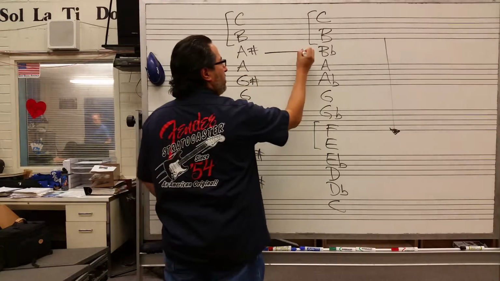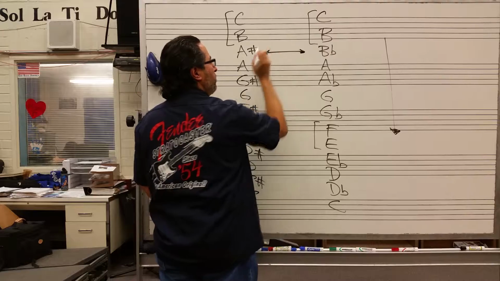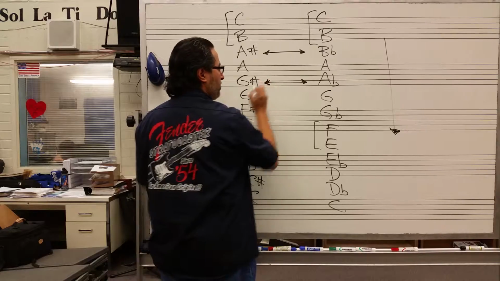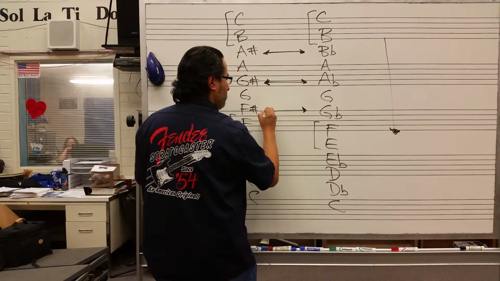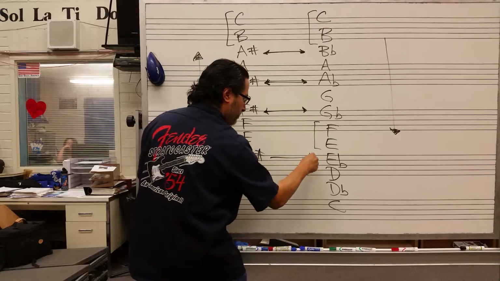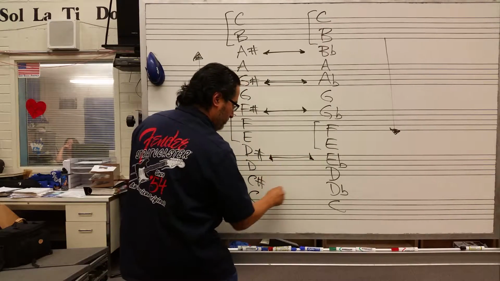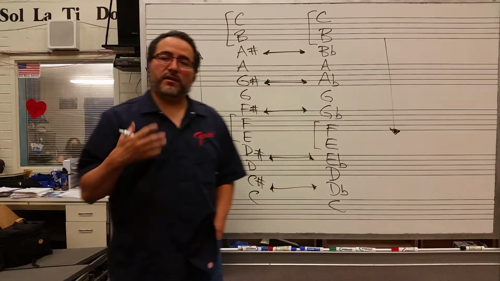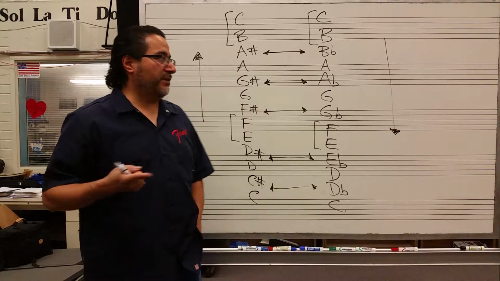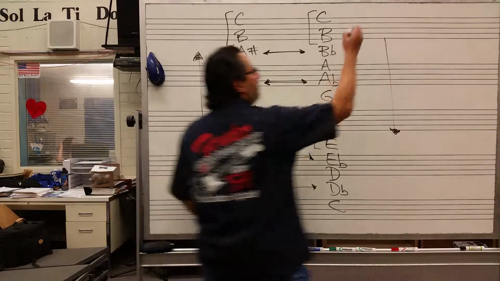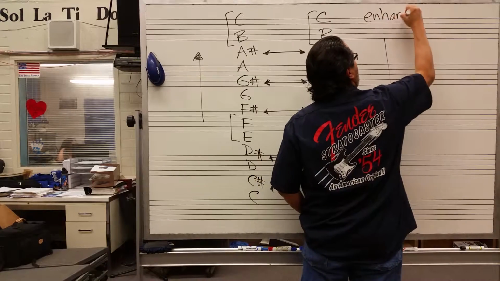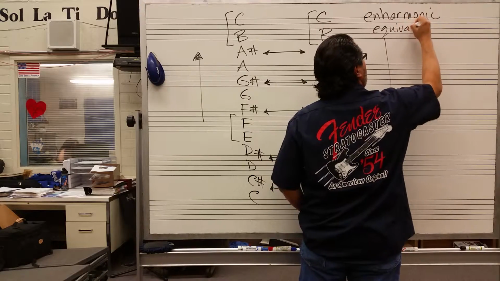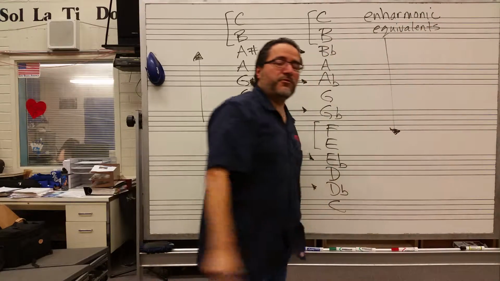The notes that are the same but different we call enharmonic equivalents. And sometimes the same pitch on the piano is called by its different name depending on the context. Those we call enharmonic equivalents. This is the chromatic scale.